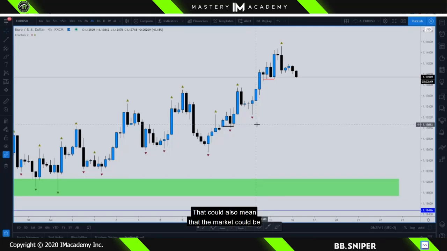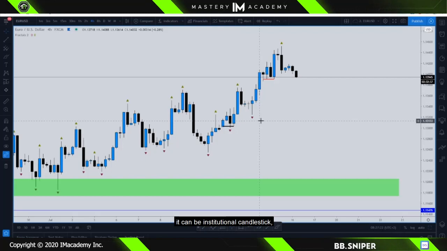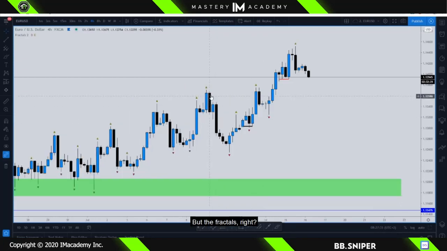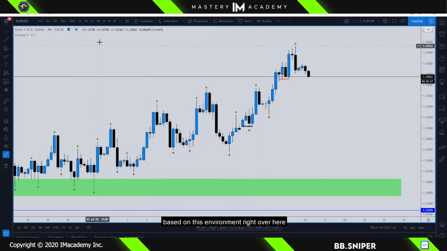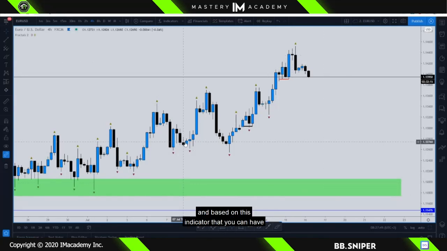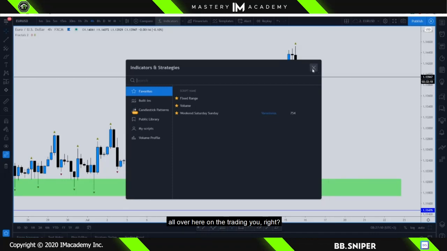That could also mean that the market could be in a reversal condition, which will allow us to get beautiful, awesome trades off of any concepts that you have learned so far. It can be institutional candlestick, it can be mitigation candlestick, it can be imbalances, and so on and so forth, right? But the fractals, because there was so much question about it, it's simply the turning point. The turning point, highs and lows with a 5 candlestick pattern, based on this environment right over here and based on this indicator that you can have over here on TradingView, right?